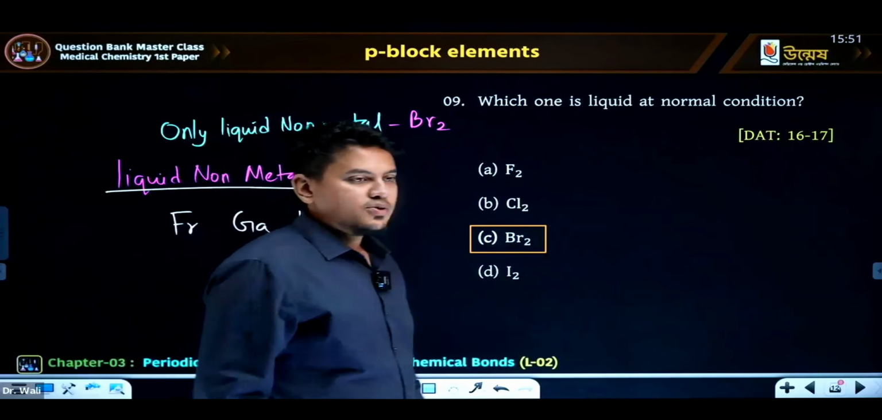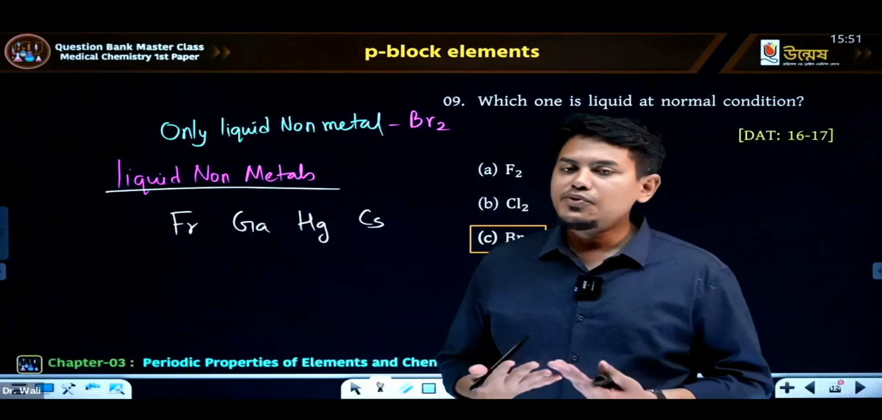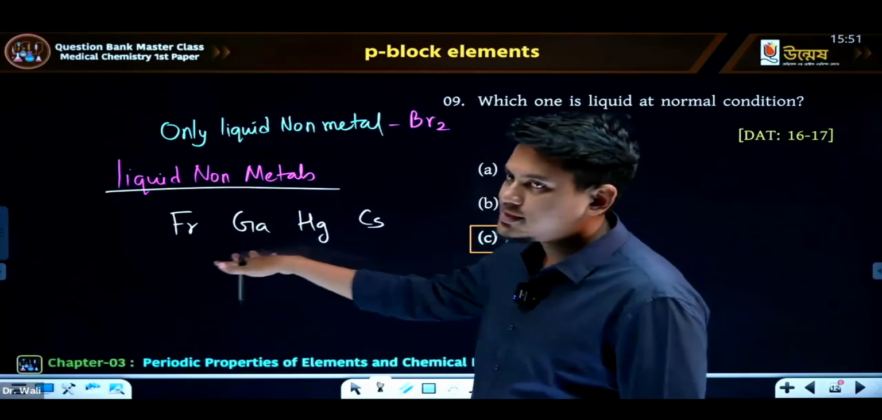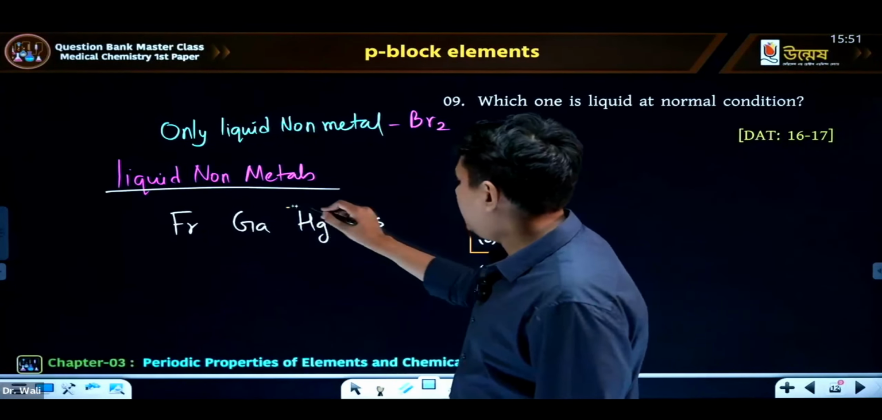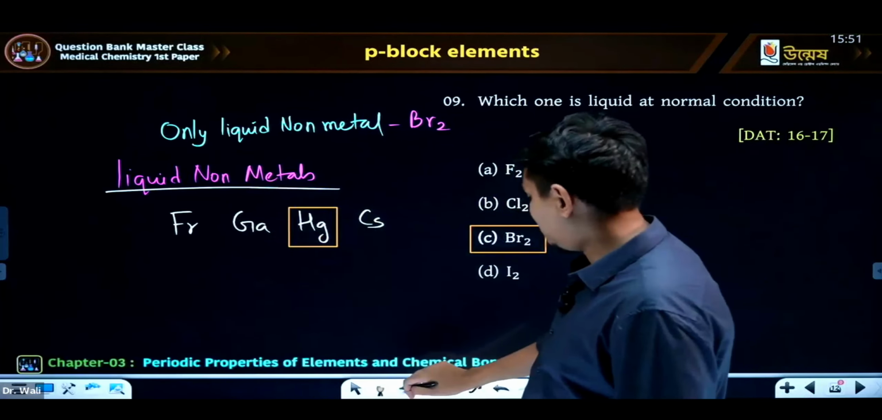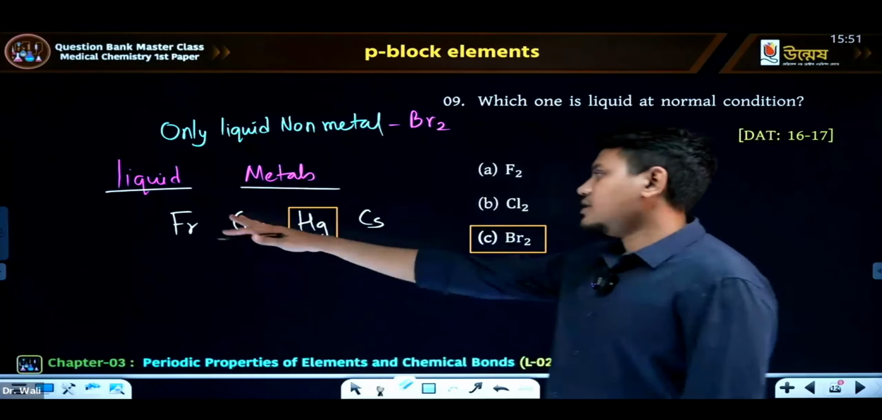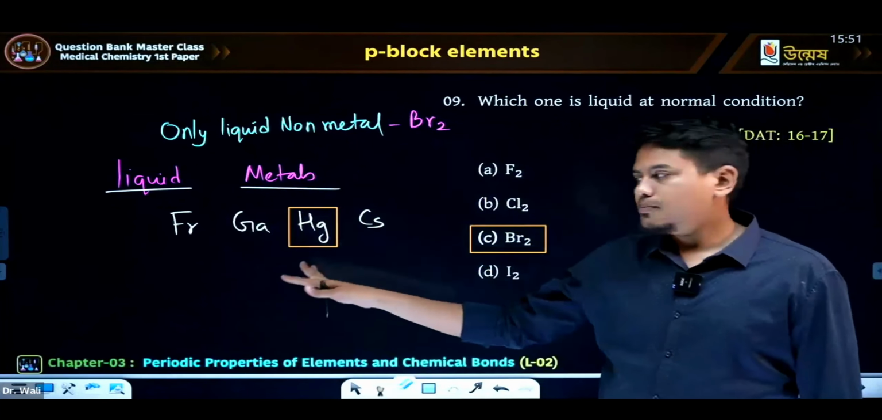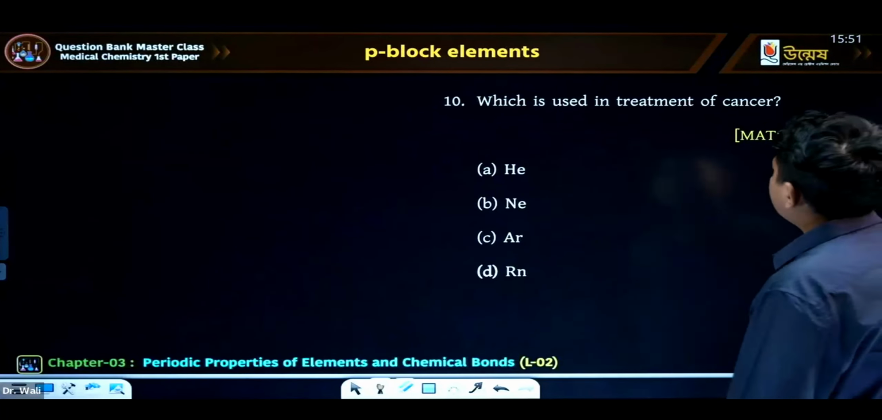But I always try to put emphasis on mercury because mercury is the most known liquid metal to us. That's why if you even get all these four options, you should mark mercury. Mercury is the one. Okay, we should actually say not liquid non-metal, it should be liquid metal. Okay, it is liquid metals. Liquid metals are francium, gallium, mercury, cesium, but among all these four, mercury is the most correct one.